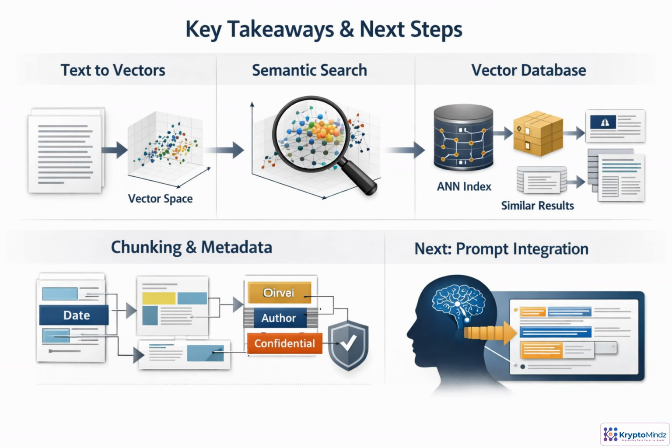RAG depends on strong retrieval. Embeddings turn meaning into vectors, semantic search finds related content, and vector databases make that search fast at scale. Chunking and metadata influence what gets found, filtered, and trusted. Next, we'll look at how to use retrieved chunks effectively inside prompts and context windows.